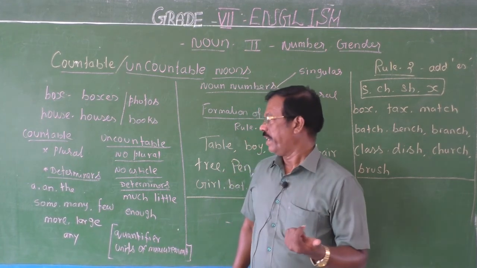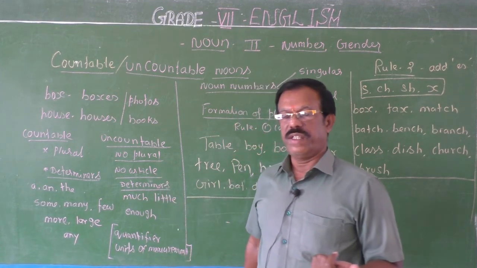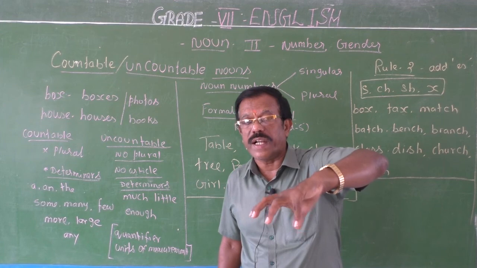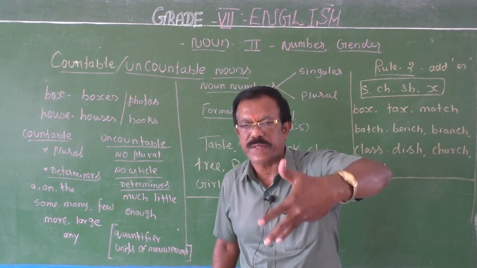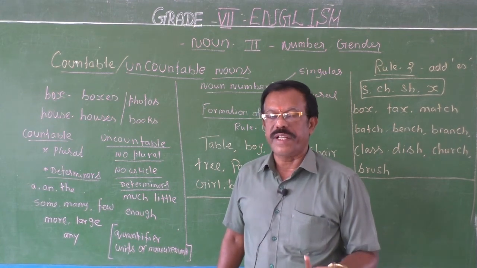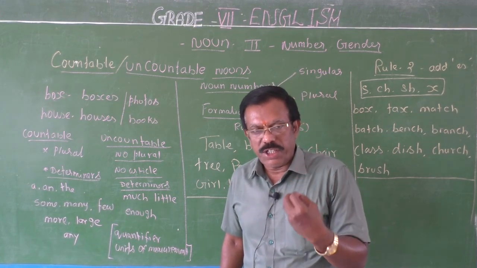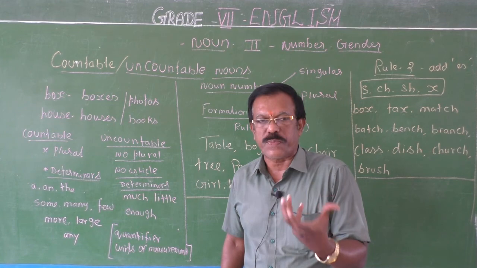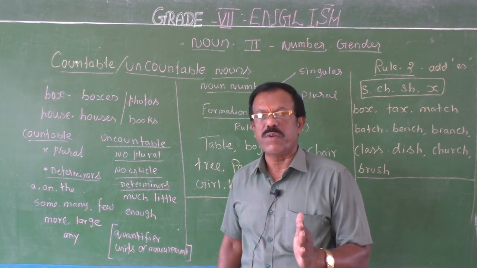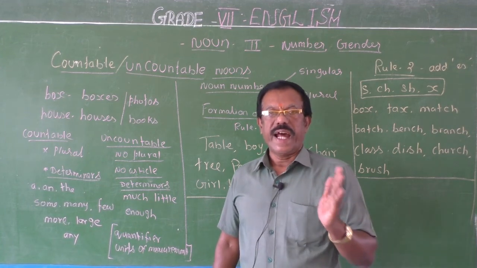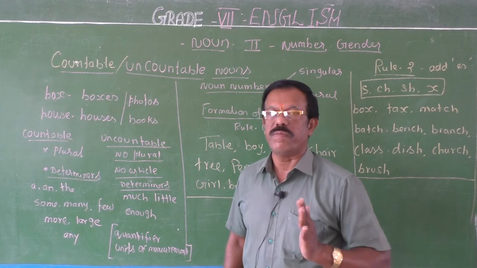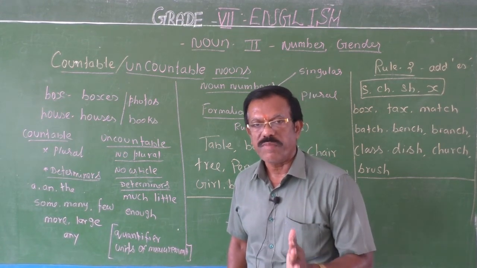Okay, fine. See, uncountable nouns cannot be counted, but the quantity of uncountable nouns can be expressed in relative terms. We cannot use numerical terms to express their quantity. Uncountable nouns cannot be counted. As they cannot be counted, they don't have any plural forms. Only one form they have.